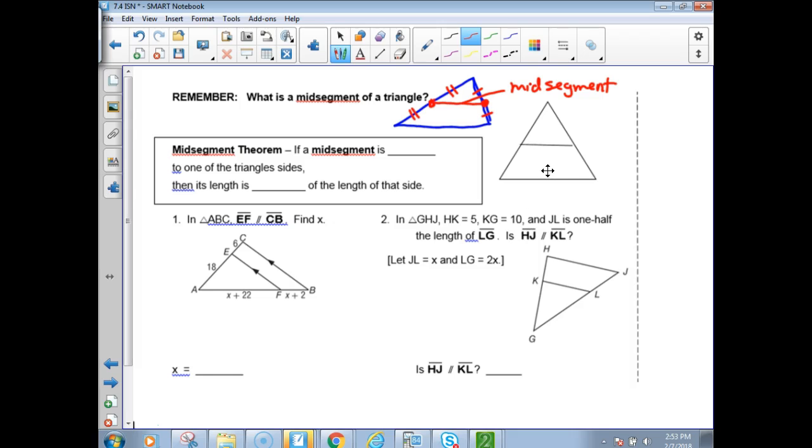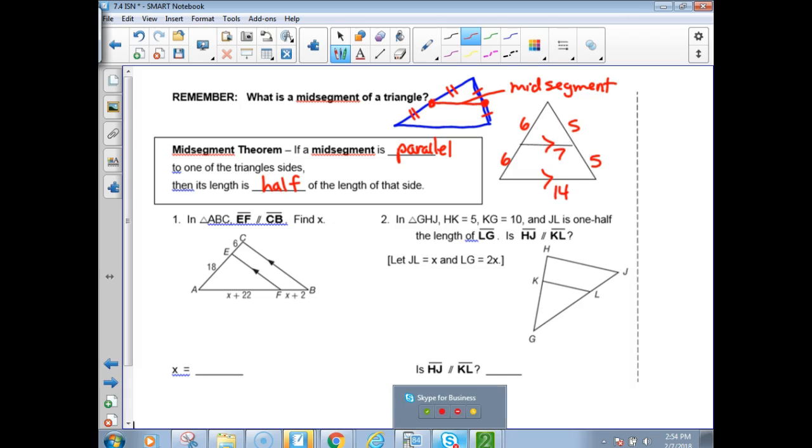I chose not to use this triangle because I want to do something else with it. The midsegment theorem says, though, if a midsegment is parallel to one of the sides of the triangle, then its length is half the length of that side. So if this was a midsegment also, say these two pieces were 6 and 6, and over here it was 5 and 5, that would make that a midsegment, and this would be parallel to this side. And if this side was, say, 7, that little chunk right there, then this would be 14.